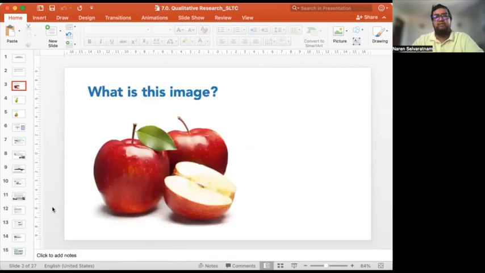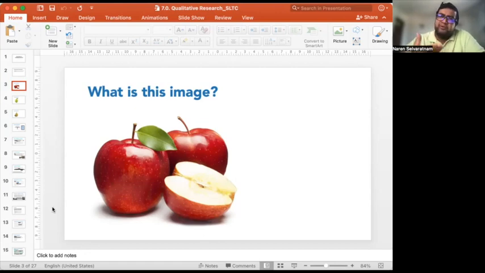So before we start, what do you think this image is? What do you think is right here on your screen? You know it's a fruit. You can see its color, it's red. It has a particular shape, and it has this little thing on the top with a small leaf. And you know this is an apple.